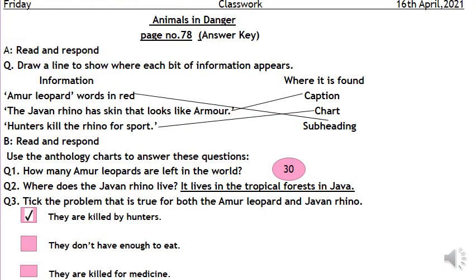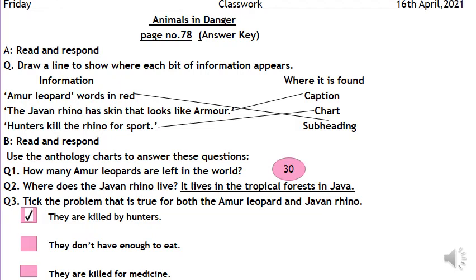Now you can check your answers whether all your answers are correct or not. Draw a line to show where each bit of information appears. So information, armor leopard, words in red, they are the subheading. The Javan Rhino has skin that looks like armor. So it was the caption. Do you remember? Hunters kill the rhino for sport. So we found this information in the chart.